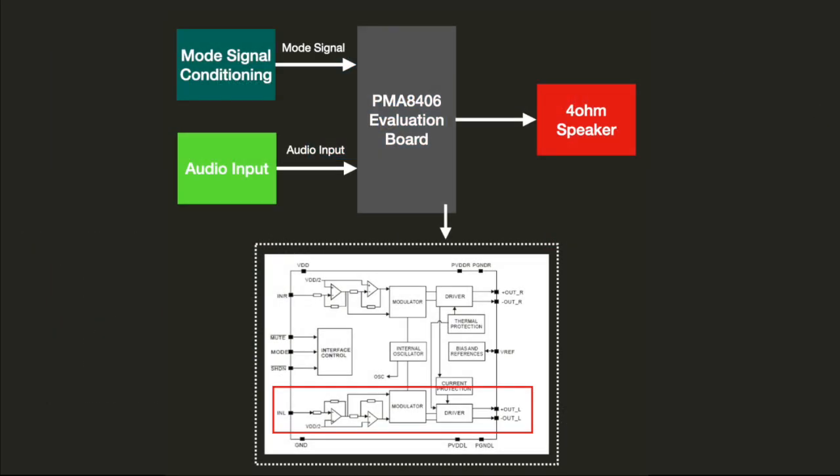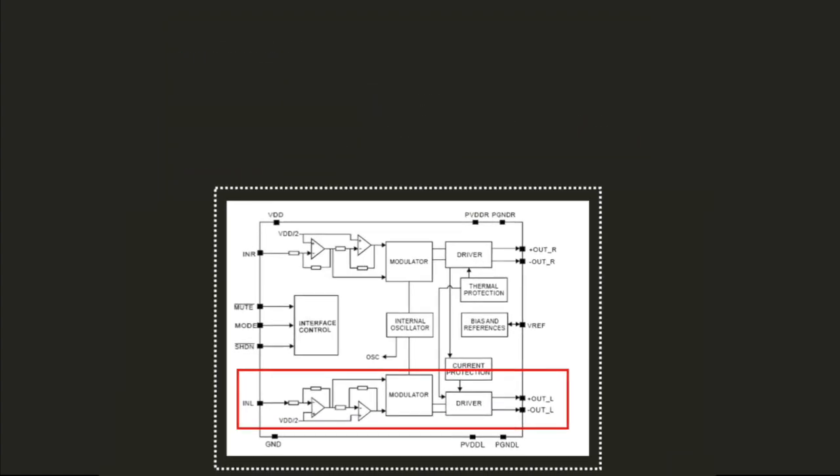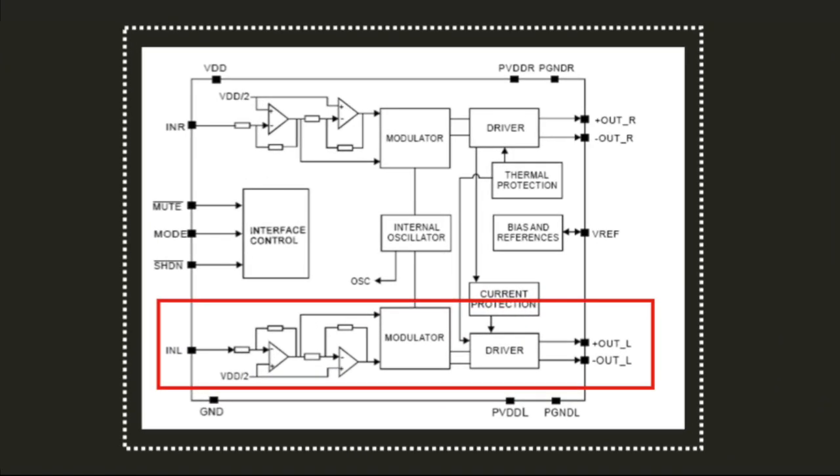Now that we understand the input stage of this evaluation board and how we're interfacing with it, let's go ahead and take a look at the component itself. The evaluation board simply allows us to conveniently interface with the PMA8406 chip. The chip itself has a functional block diagram and its datasheet to help us understand its functions.